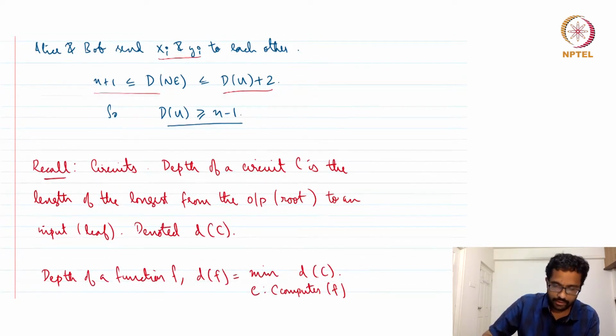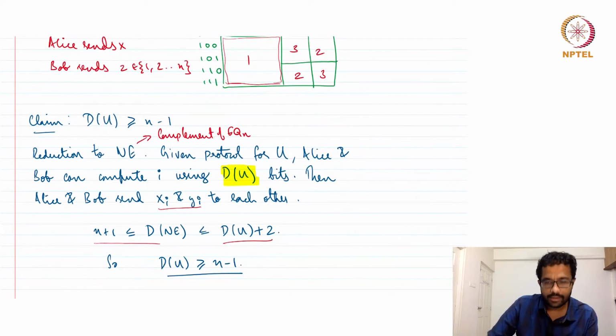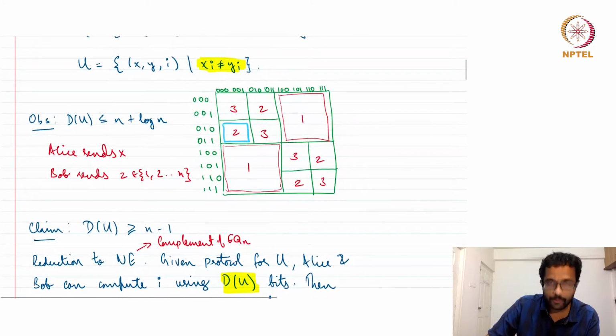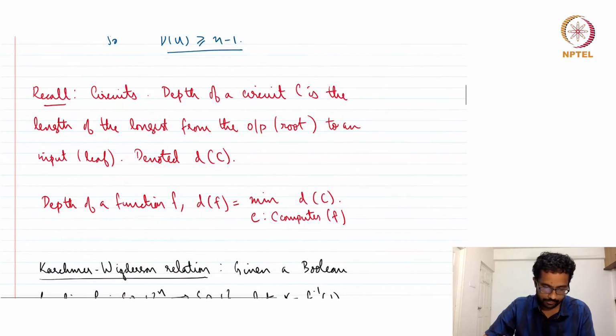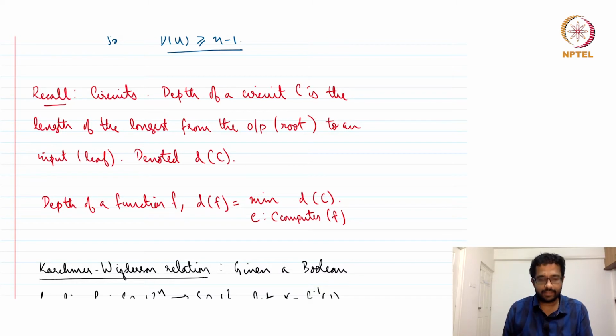Okay, so this is just an example of communication complexity of relations. In this lecture we will see how, using the communication complexity of relations, we can get a circuit lower bound. A lower bound for the depth of circuits, not the size. So far I think we have seen size based lower bounds, but this will be a depth lower bound.